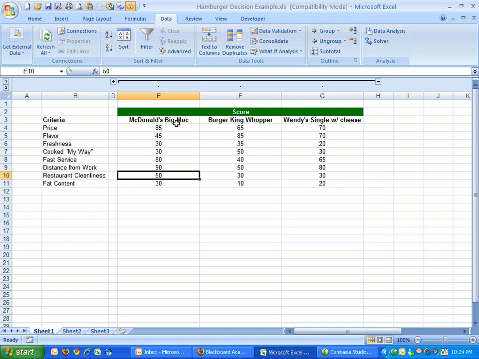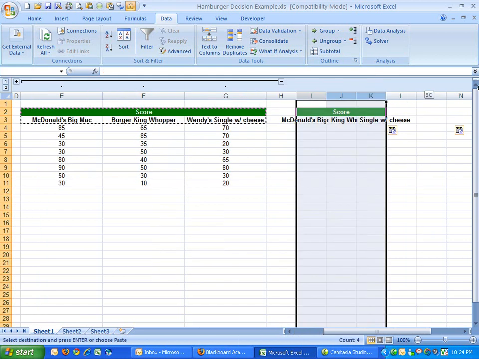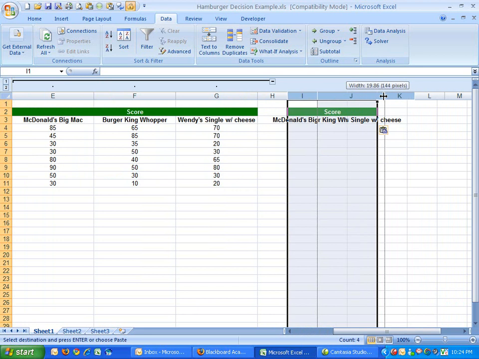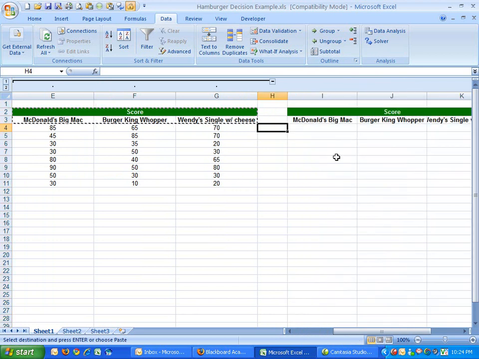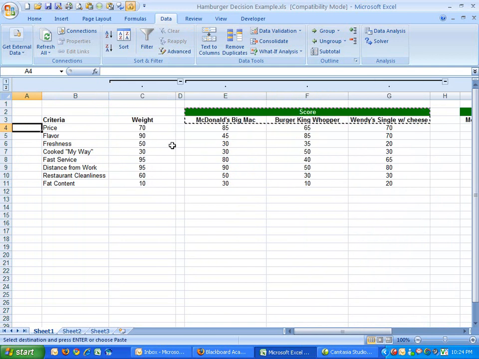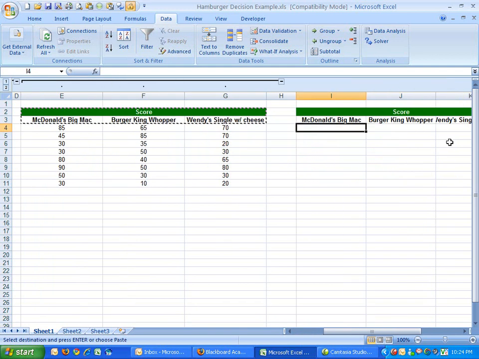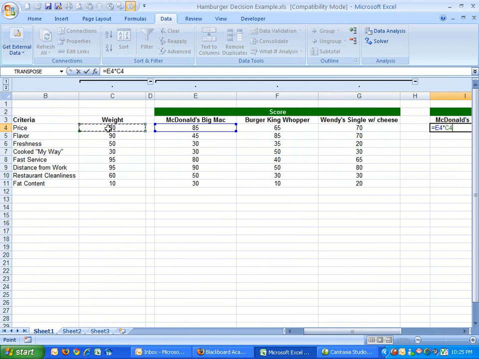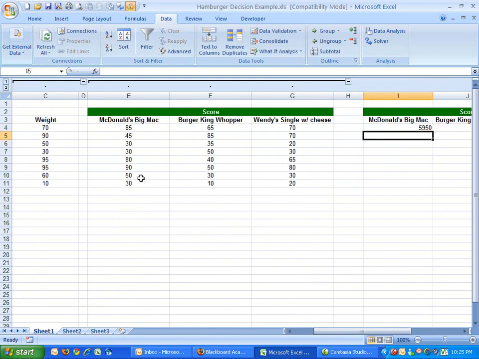So once we've done it in a way like this, then we actually do the weighted rating and ranking. And the way that we do this is, I'm just going to make a duplicate over here of these columns. I'm going to expand it so we can see it here. And then I'm going to unhide the weight, and I'm going to come over to this column, and basically I want to take this equal to the score for Big Macs times the weight for Big Macs. Okay, and so this gives me a weighted score of 5950.